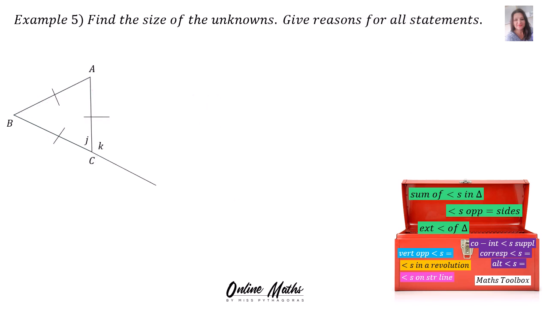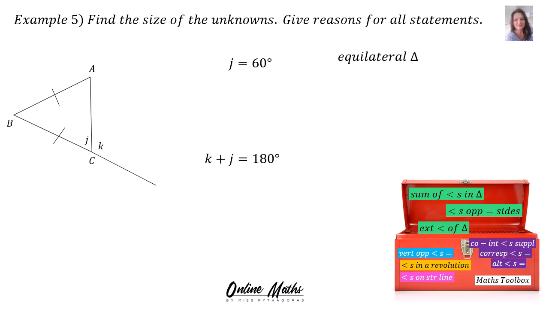Example 5. Find the size of the unknown, give reasons for all statements. So when you go to your sketch, it looks as if there's some information missing, but that's not the case. We are dealing with an equilateral triangle since all three sides are equal. So then we can start by saying J is 60 degrees and the reason, equilateral triangle.